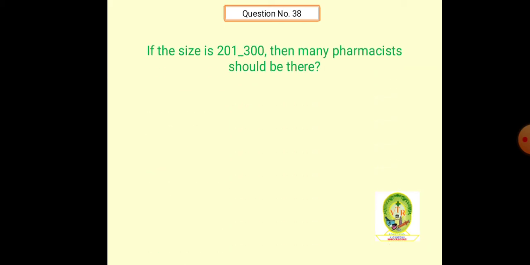If the size is 201 to 300, then how many pharmacists should be there? Options are A. 10, B. 5, C. 1, D. 3. Right answer is A.